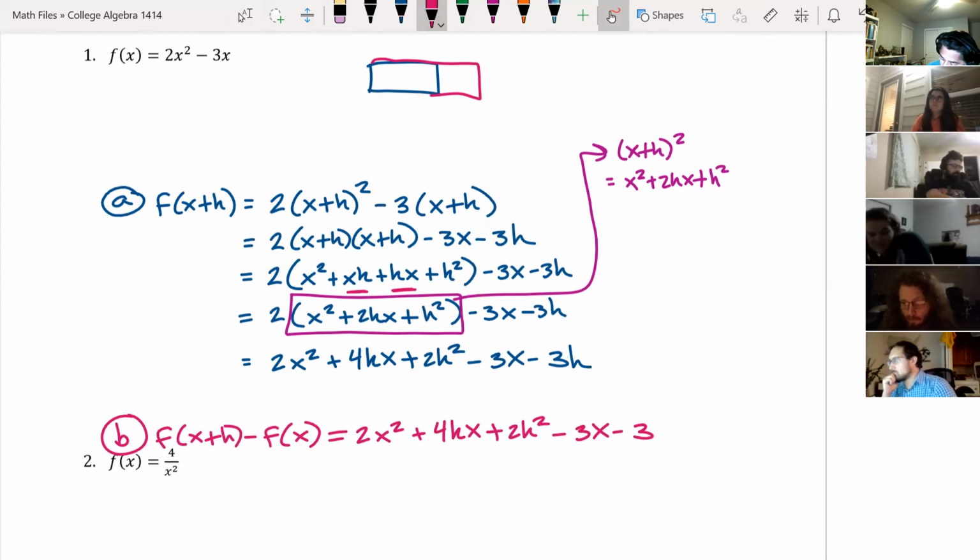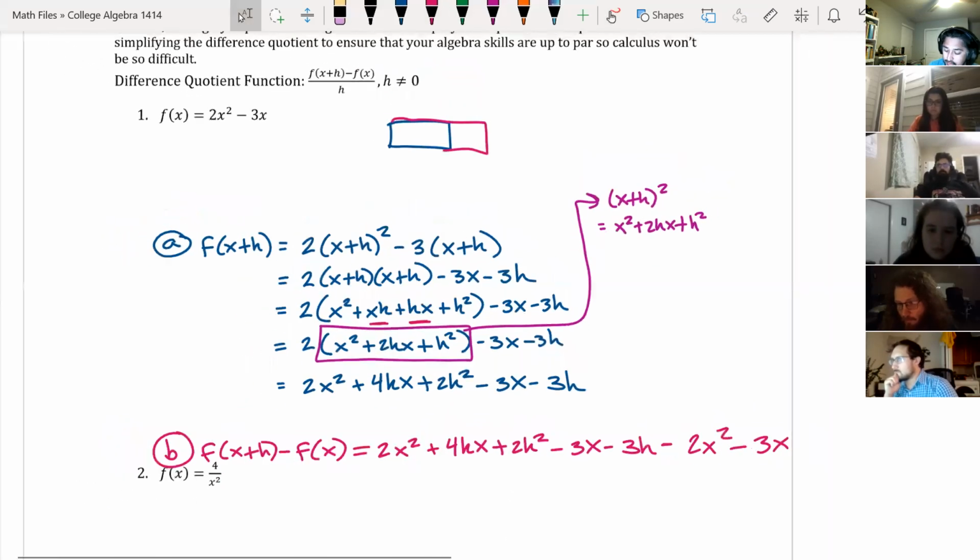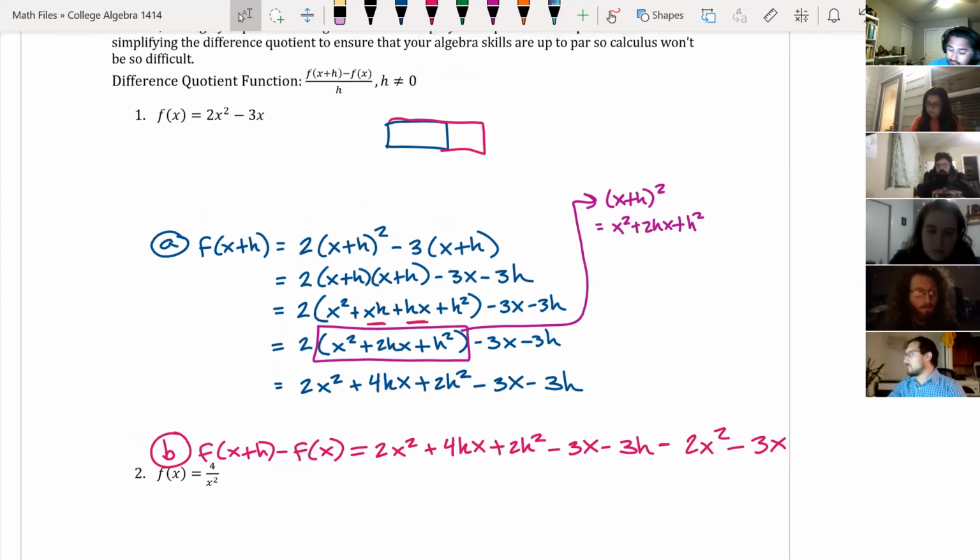Don't do it. 2x squared, 4hx, 2h squared minus 3x minus 3h minus, okay, now we're going to subtract the original function. 2x squared minus 3x. And can anybody tell me what I forgot when I plugged in the original function? Parentheses. Good. Whenever you plug in the original function, you need parentheses.